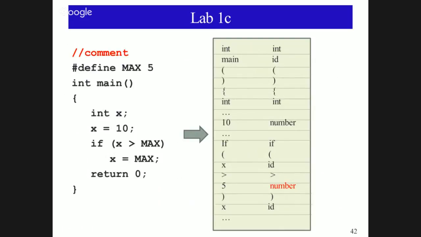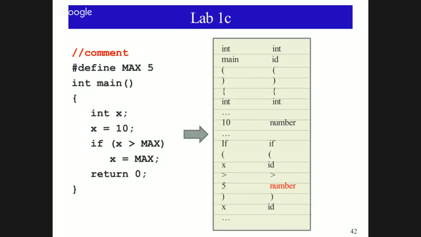#define did not tell me 5 was an int or number. So that means I actually have to go through my lexical analyzer and go, 5, what are you? You are a number, right? So what if that 5 was a keyword?